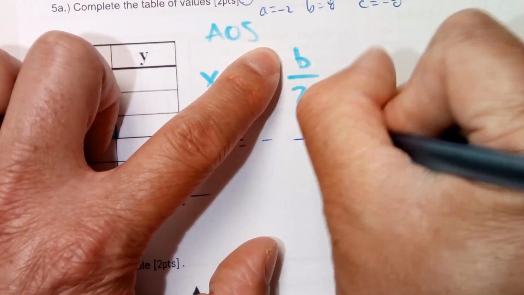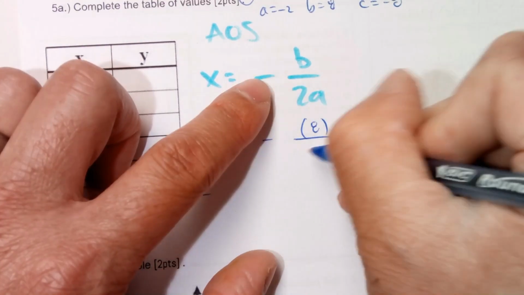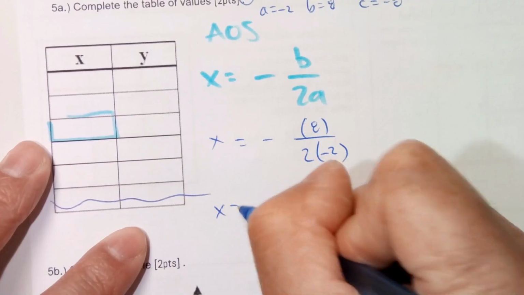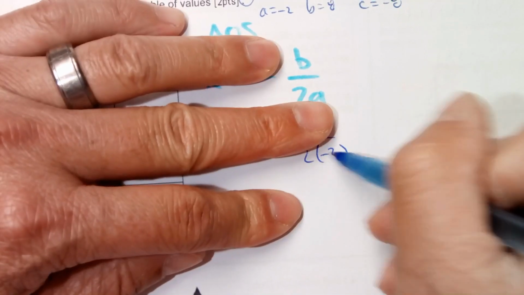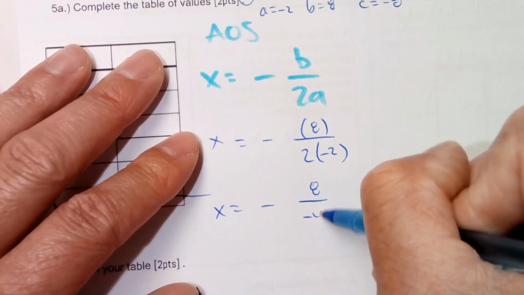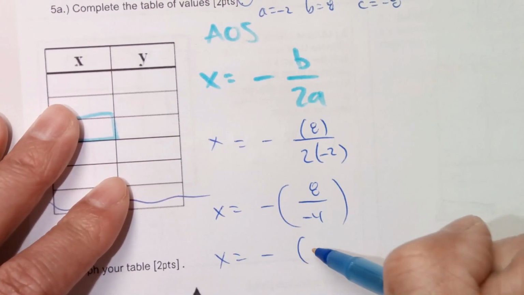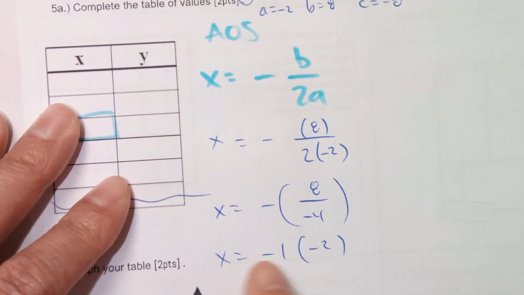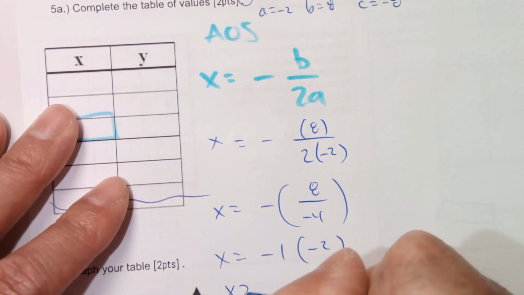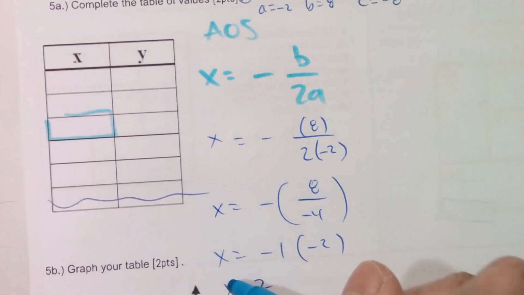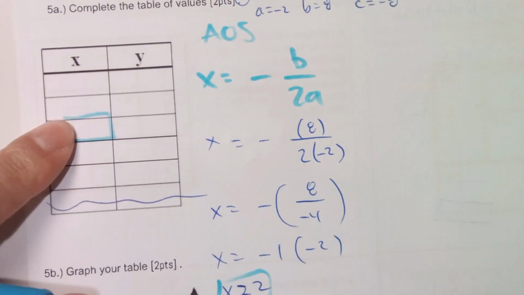2 times my A value, which is -2. So this one's going to become -4. And then this will become -2. And then the opposite of -2, or -1 times -2, is +2. Sorry, the equal sign. So that's going to come over here. And then 2 is positive.